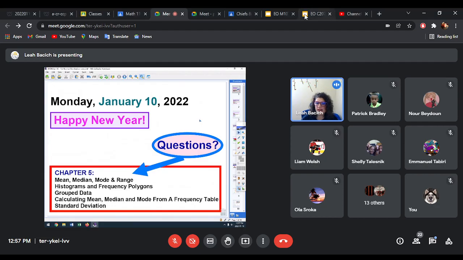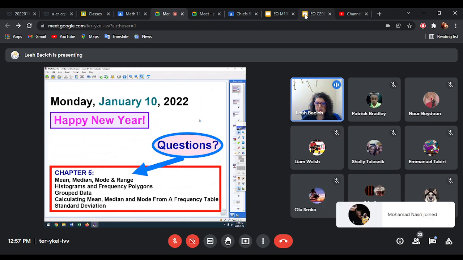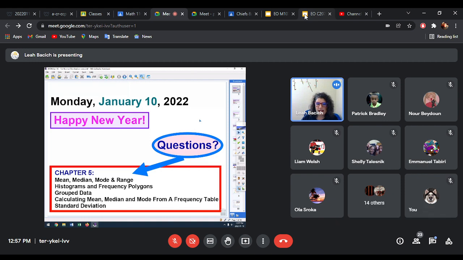So we left off with chapter 5. We started off with mean, median, mode, and range. Then we looked at some histograms, and from the histograms, we created frequency polygons. Then we looked at grouped data, and then calculating mean, median, and mode from a frequency table, and standard deviation. So the first thing I want to mention is we're not going to be doing anything that requires the calculator this week because you don't have a calculator at your disposal.